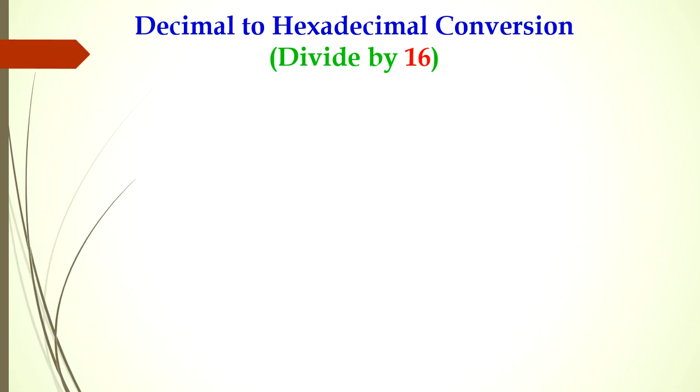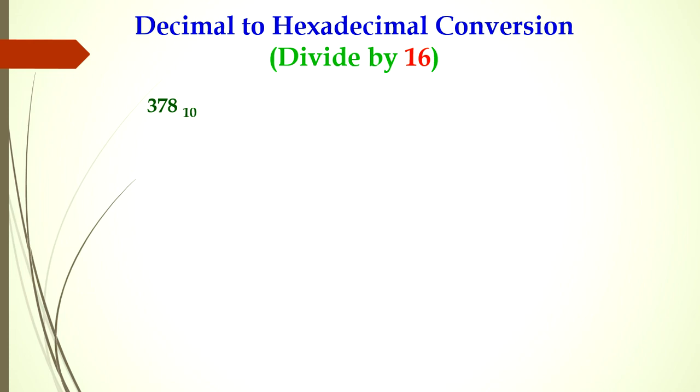This is the same as the decimal to binary and decimal to octal conversion, with the simple deviation that we have to divide it by 16, whereas in the case of binary, we divided by 2, and in the case of octal, we divided by 8. So let us consider an example with a whole number, or without a fractional part.